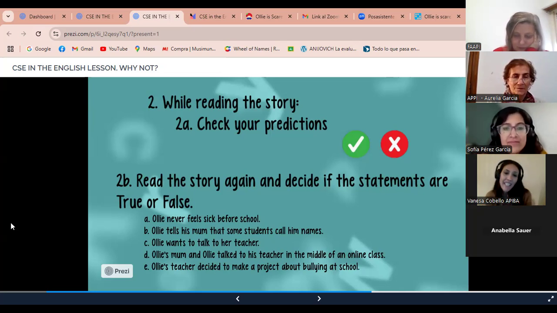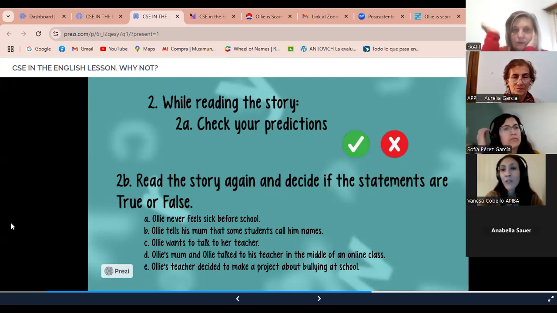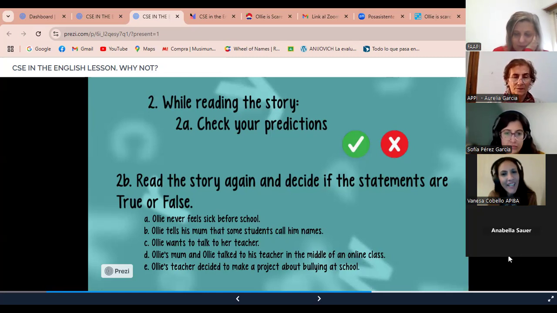So the idea here, we don't have maybe much time, but the idea is that you have another second activity to work with your students, a true or false, because the idea is also to focus on meaning. So I prepared one here, very simple. We are not going to read the story again.